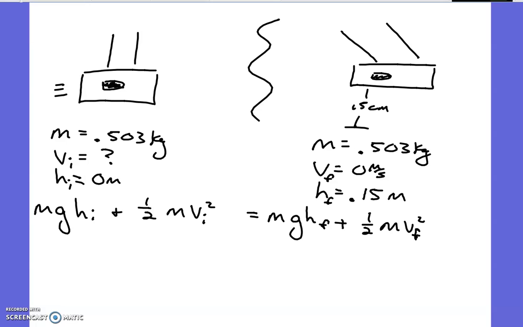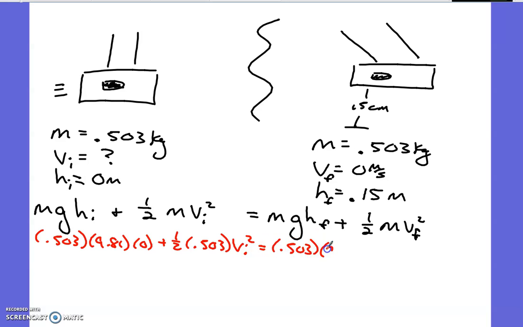At this point, we can place in our values. We have that our mass is 0.503. We have that g is 9.81, and our height is 0 in the beginning. Again, the mass is 0.503. We don't know that initial speed. That's what we're trying to find. Again, mass is 0.503, g is 9.81, and our height is 0.15 at the end. And then we have 1/2 of 0.503 times 0 squared.